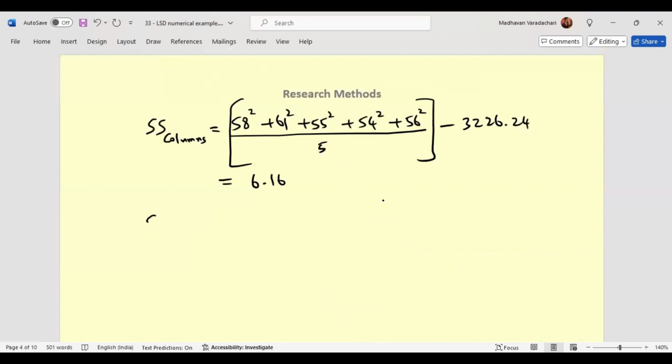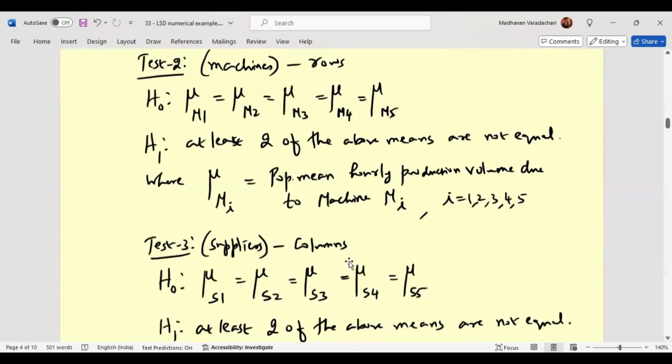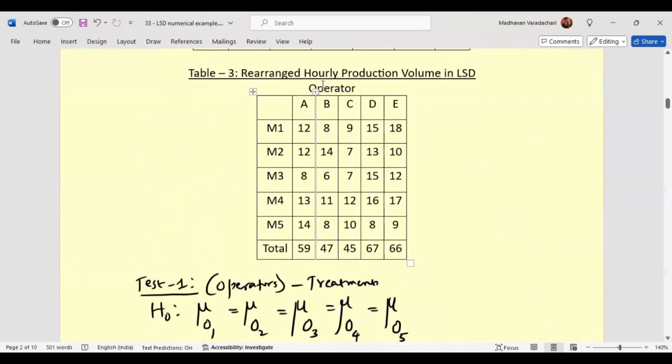Then next one. Sum of squares of treatments. We had already made the rearranged data for the treatments. Here the treatments are the operators. That means this column's total, each operator's totals square, which means 59 square plus 47 square plus 45 square plus 67 square plus 66 square. Each of these totals is again made out of 5 values, so you have to divide it by 5. Finally, subtract it with correction factor.